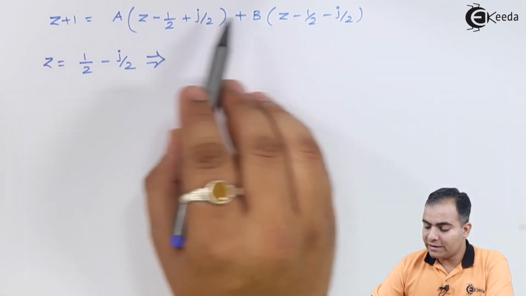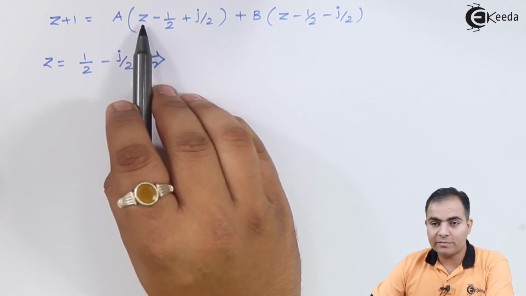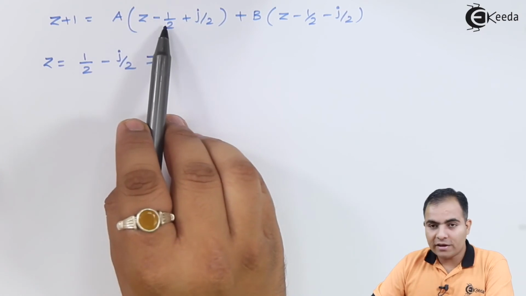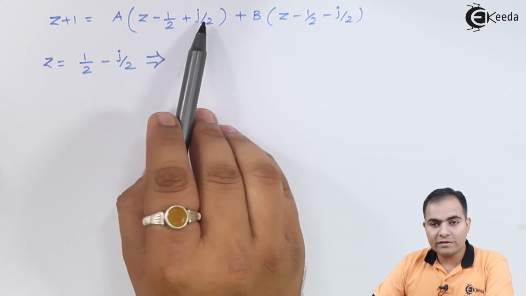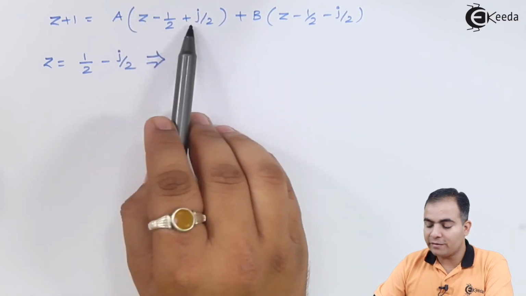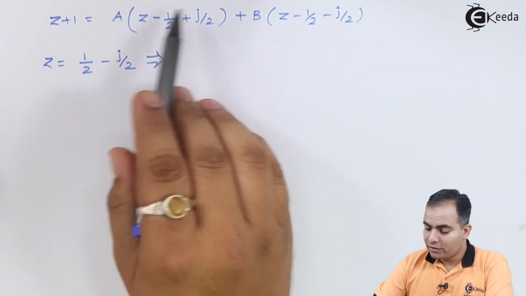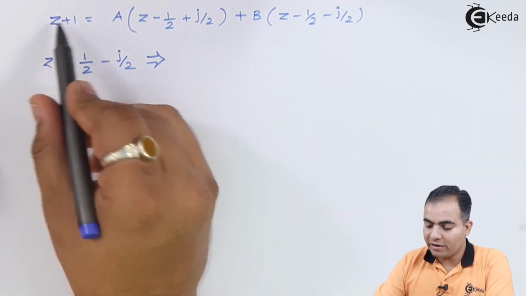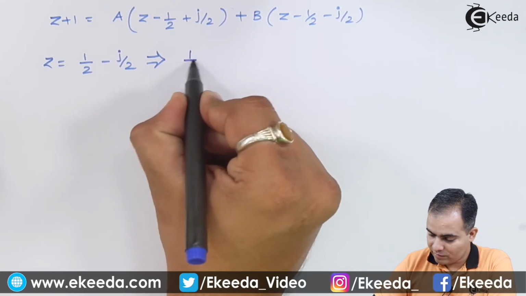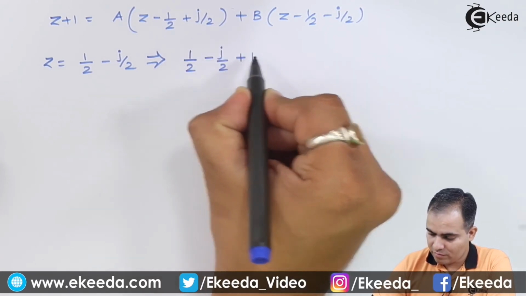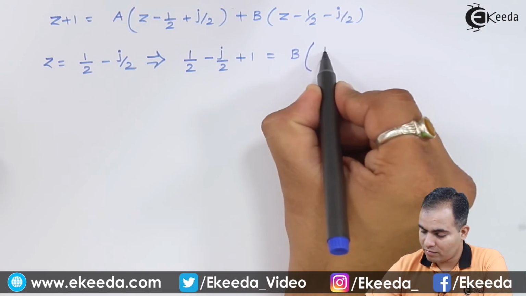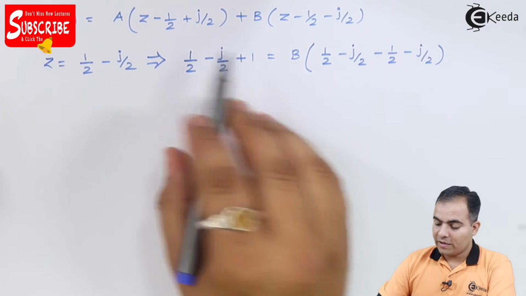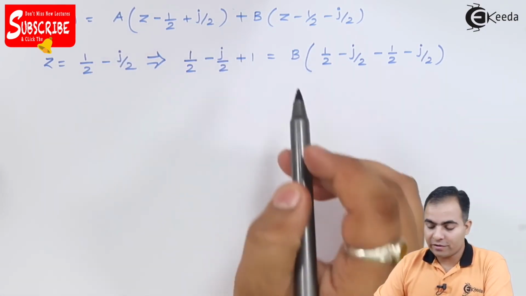Now look here, all this z will be replaced by plus half minus j by 2, but look at this bracket. If I replace this z by plus half minus j by 2, then half minus half answer is 0, minus j by 2 plus j by 2 answer is 0. So the whole bracket is replaced by 0, and 0 into a is 0. So I'm going to replace this whole term by 0. Now I'll substitute the z value over here and here. As the A term is replaced by 0, that's why I have not written it here.